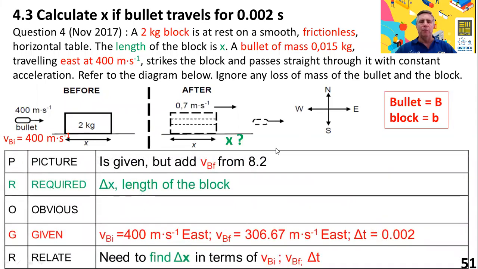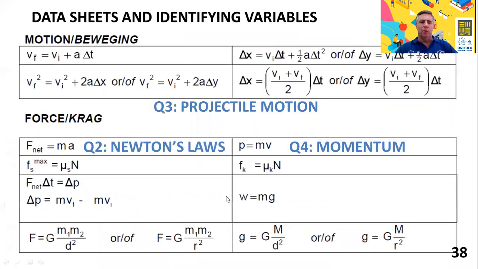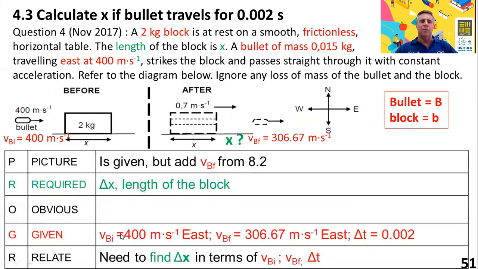So once again, the picture's already there. I will just add the velocity of the bullet final. So the bullet's velocity decreases from 400 meters per second to 306.67. We're going to use that decrease to calculate the length of the block because we know how long that took. What's required is delta x, or just x, the length of the block. What's given is that the initial velocity was 400, final velocity 306, and delta t is 0.002.